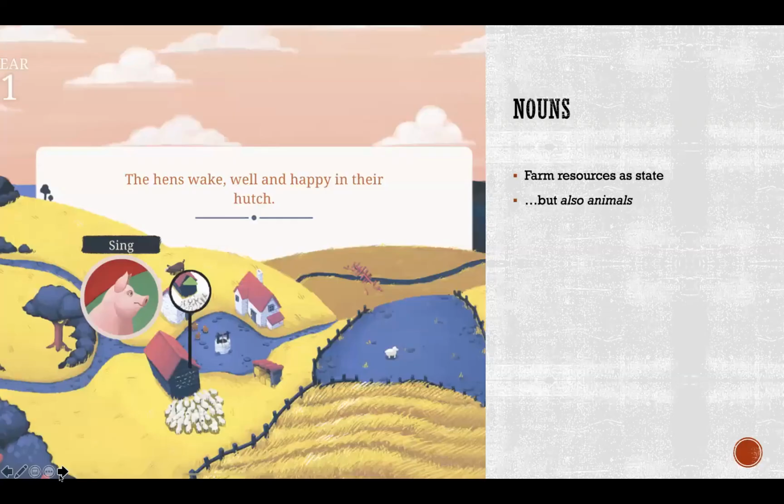In terms of nouns, what are we affecting with all of this? We're affecting farm resources and other states of things on the farm. How much animalism do we have? That's represented by all of the sheep clustered around the barn with the laws written on it. How good are our farm defenses? We've already built some defenses, and you saw that in the intro. How much hay do we have in the hay store? And eventually some other things come into play.